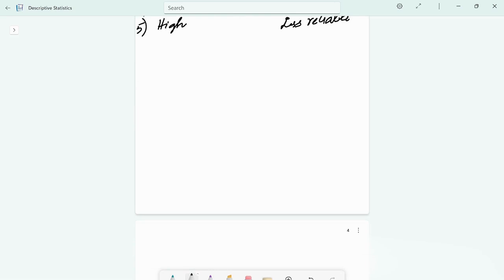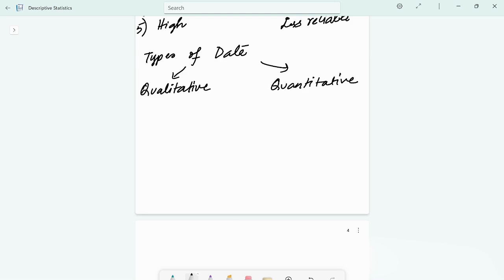Now coming to our next topic, which is types of data. How many types of data are there? Qualitative data and the other is quantitative data. Qualitative data is self-explanatory because, as you can see, it describes non-numeric characteristics or categories. Basically, it describes. For example, eye color, blood group, nationality, anything you can say.